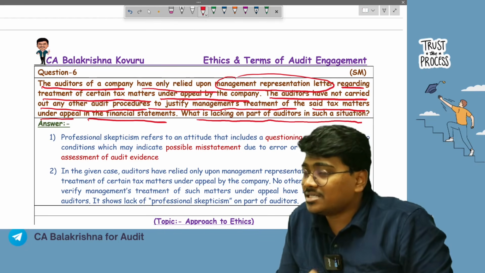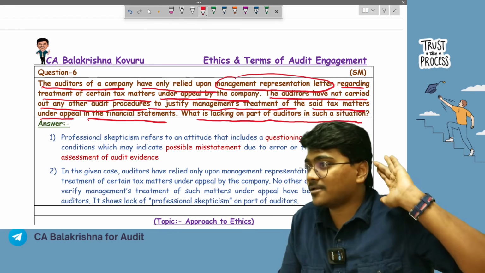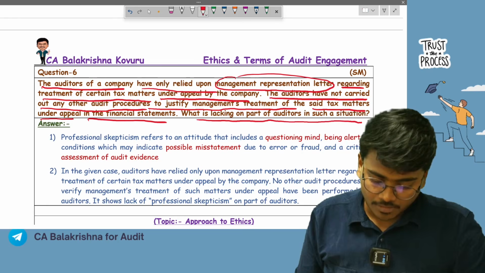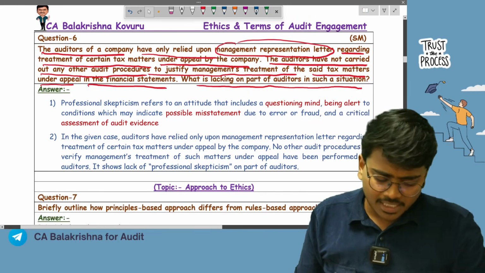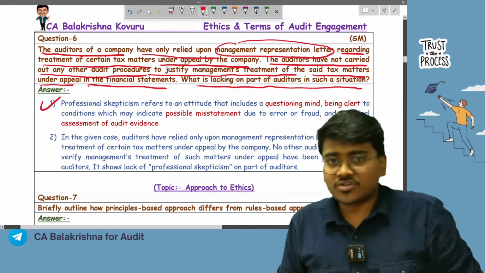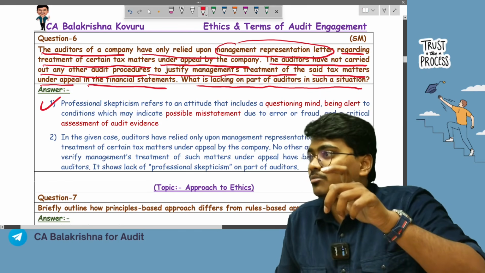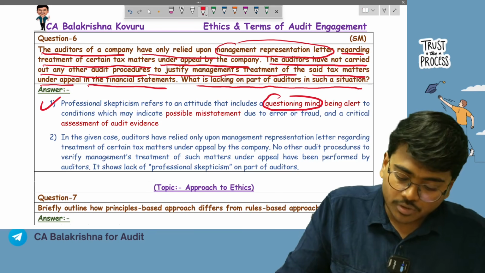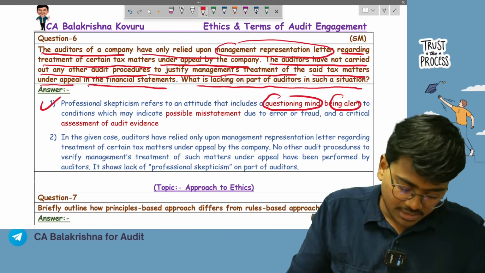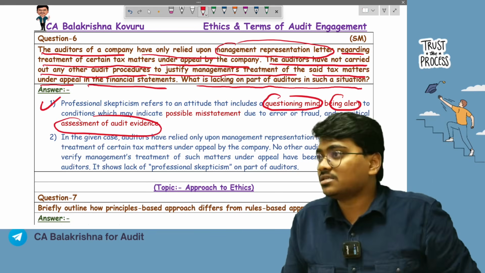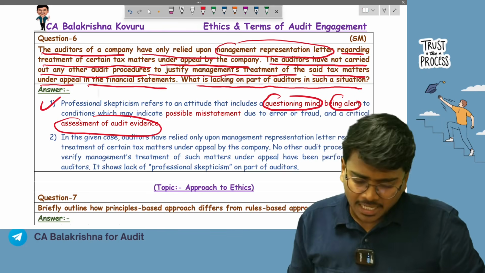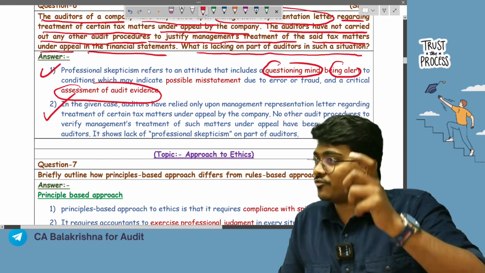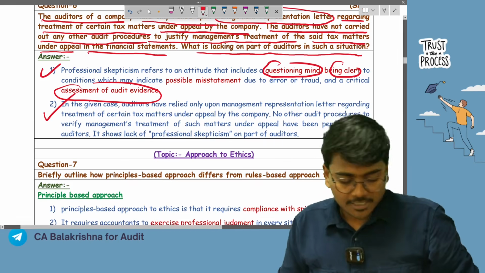So here the auditors lacked professional skepticism. You need to explain what is meant by professional skepticism. Whenever you are writing about professional skepticism, you should write these 3 points: questioning mind, being alert, and critical assessment of audit evidence. And you need to explain how in the current situation they have lacked professional skepticism.